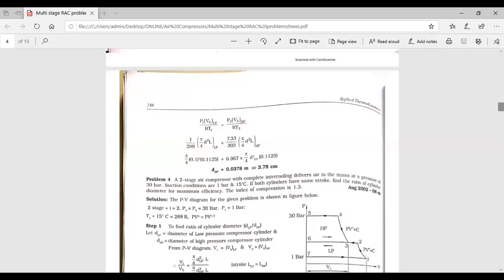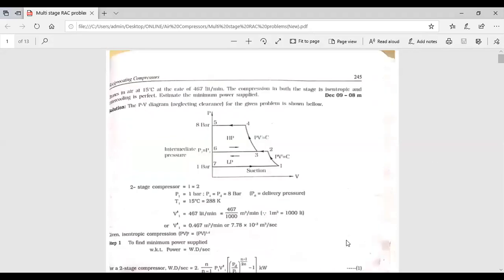Are you able to see the content on the screen? Okay. You can see the content. Okay.